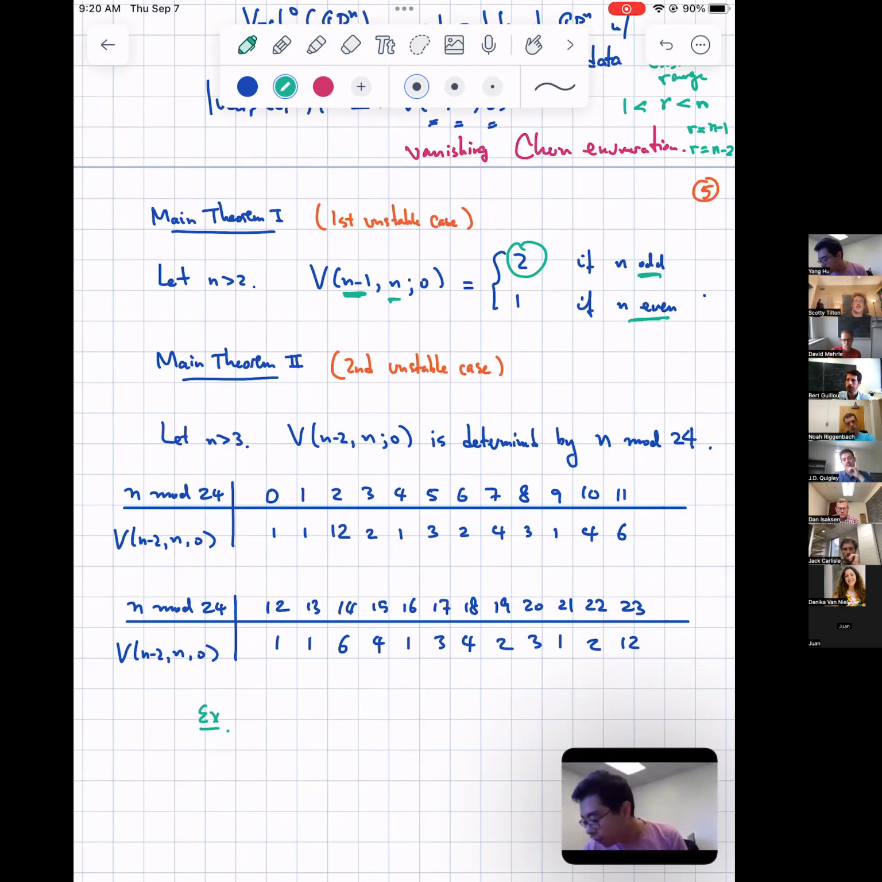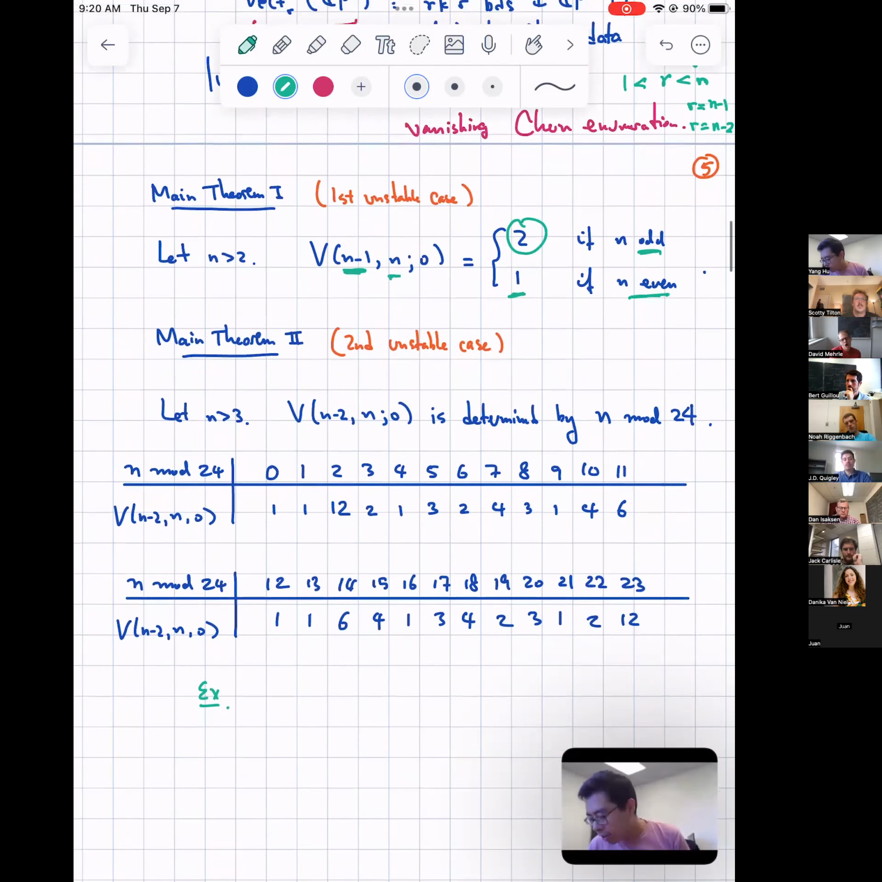And when n is even, this enumeration is 1. So only the trivial bundle can have trivial Chern data in that case. So that's what's happening in the first unstable case. Now, in the second unstable case, the situation is slightly more complicated. So for any n greater than or equal to 3, we have the following enumeration results for rank n minus 2 bundles over CP^n whose Chern classes all vanish. And this time, this result is determined by the value of n modulo 24. And the result is summarized by this table.